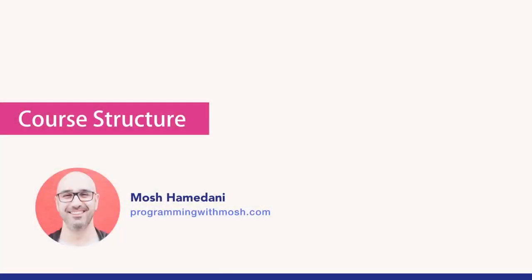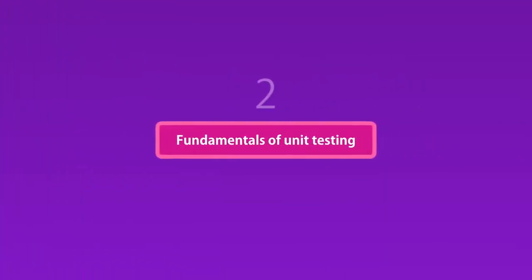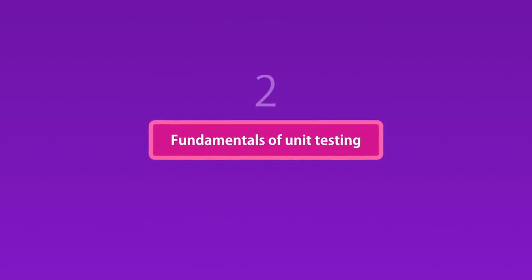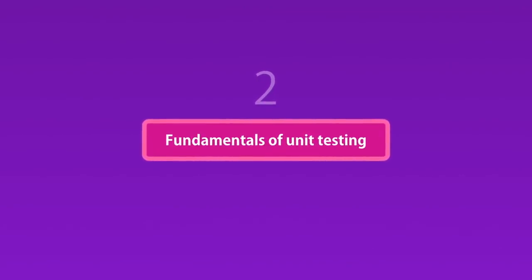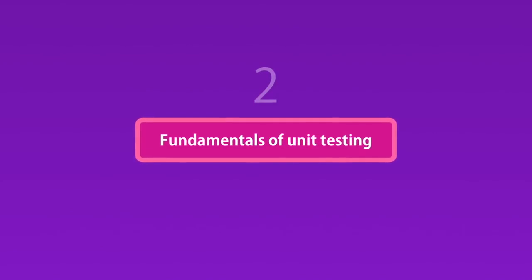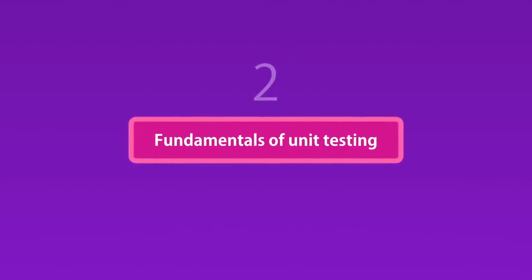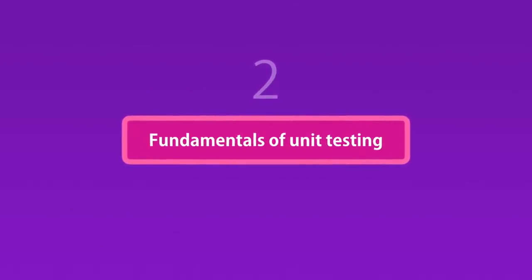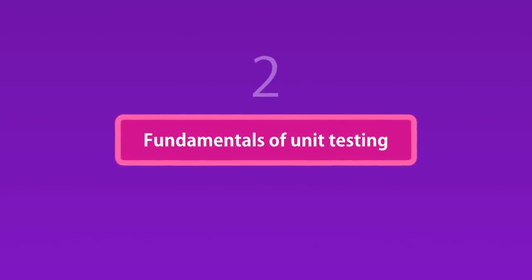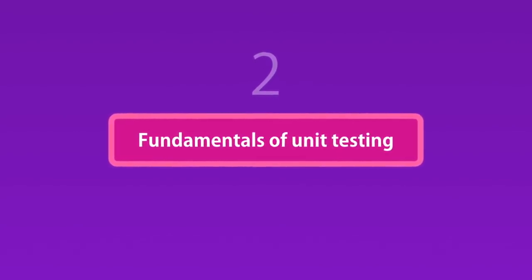Alright, now let me give you an overview of how I have structured this course real quick. In the next section, you're going to learn the fundamentals of unit testing. In this section, we'll be looking at characteristics of good and trustworthy unit tests. We'll be looking at naming and organizing tests, writing some basic unit tests, as well as creating parameterized tests.